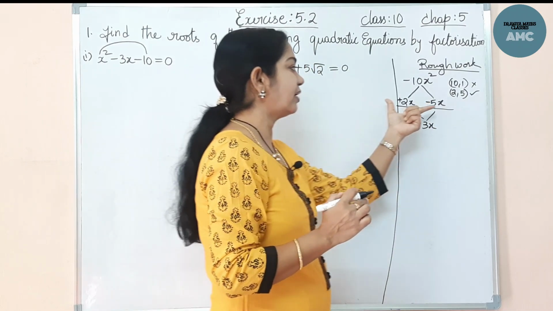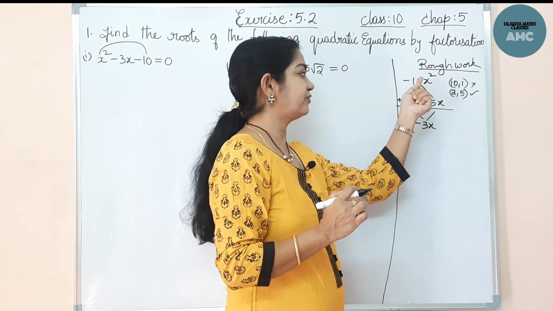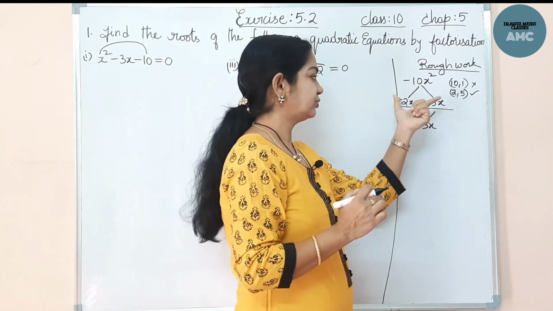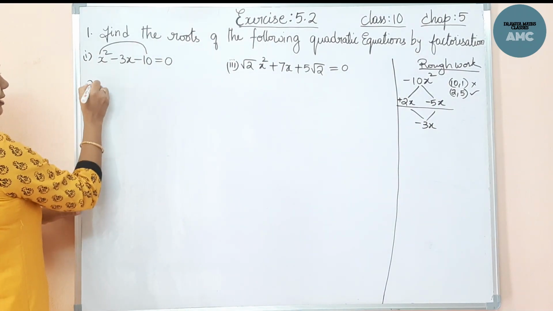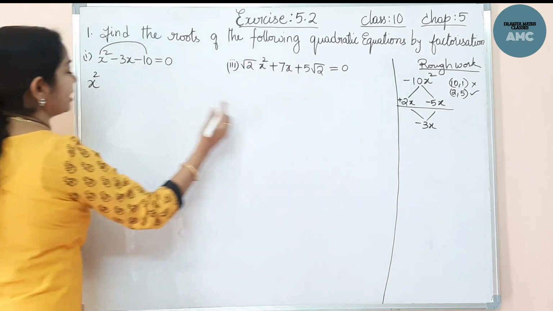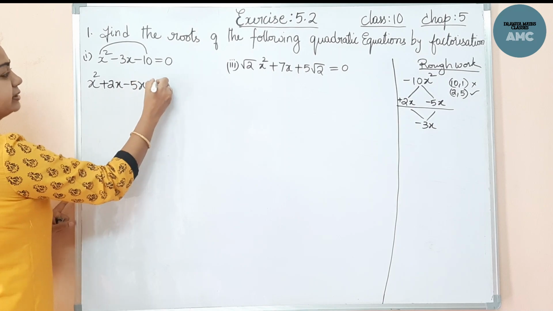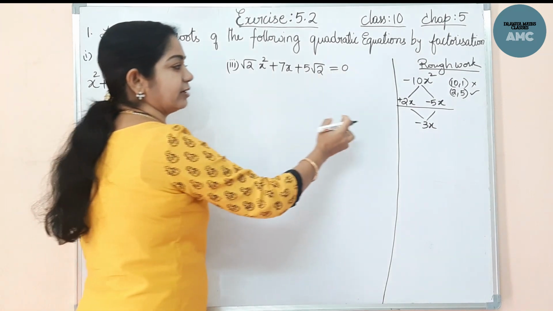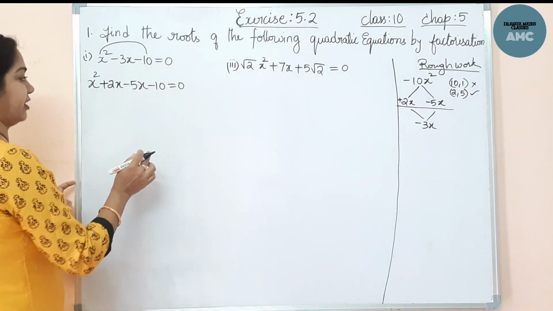Likewise, you have to choose those factors. If you do the multiplication, you have to get the product of the extremes. If you add, you will get the middle term. So these are the terms we need to take into consideration. Here, in x square, I am splitting the middle term using 2x and minus 5x: x square plus 2x minus 5x minus 10 equal to 0. We are not taking 10 and 1, because if you add 10 and 1, you won't get 3x, isn't it? So I am not taking that factor.